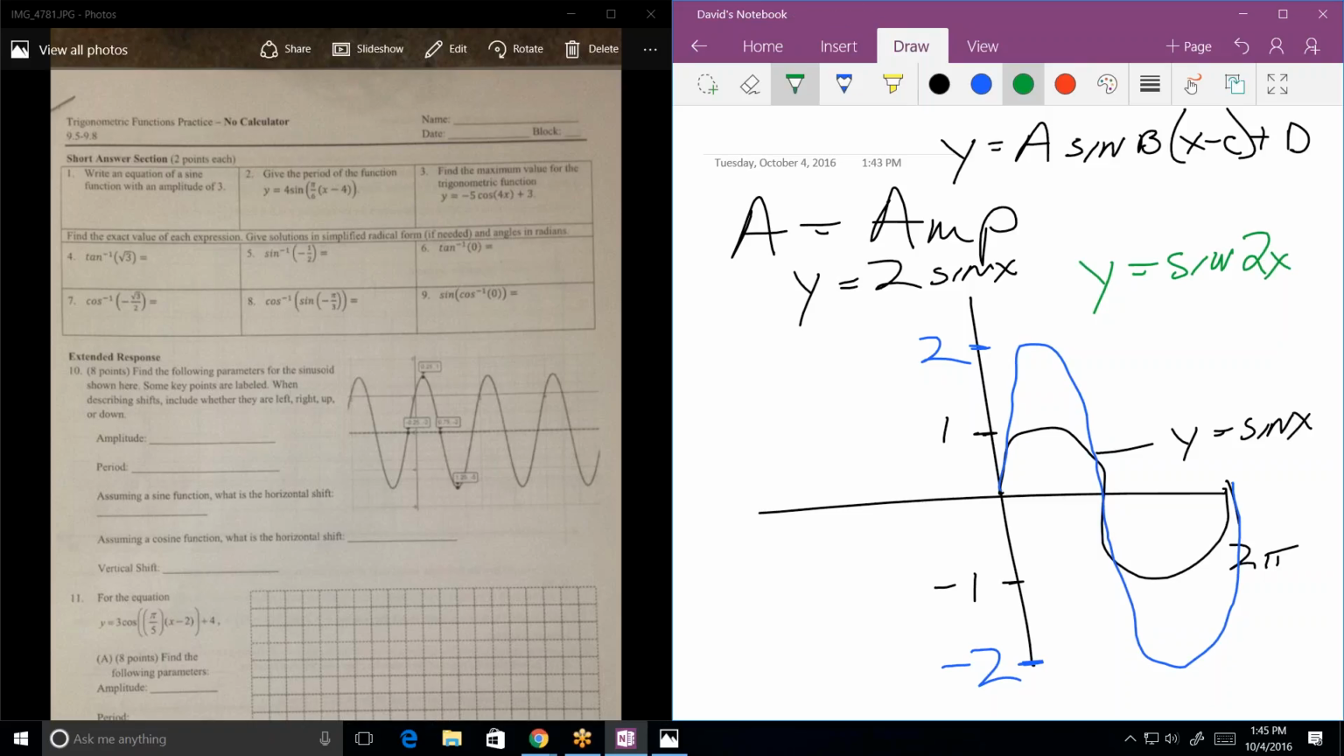Well, notice that the 2 is the b. And this is very important. You have to remember this. B equals the period divided by 2 pi, which also means the period equals b divided by 2 pi. Both of those statements are true. Well, in this case, we know what b is. It's 2. So what's the period?